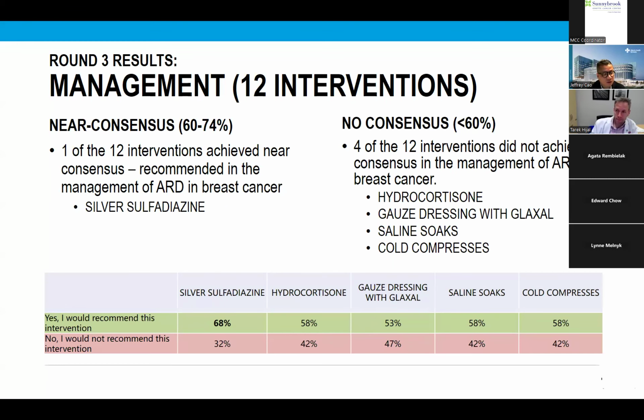So interestingly enough, there was near consensus to recommend flamazine. So just take note of that after round 3. And then there was no consensus about steroids. Again, discussion about the potency of hydrocortisone and whether it truly is effective with placebo. Gauze dressings with Glaxol, saline soaks, and cold compresses.